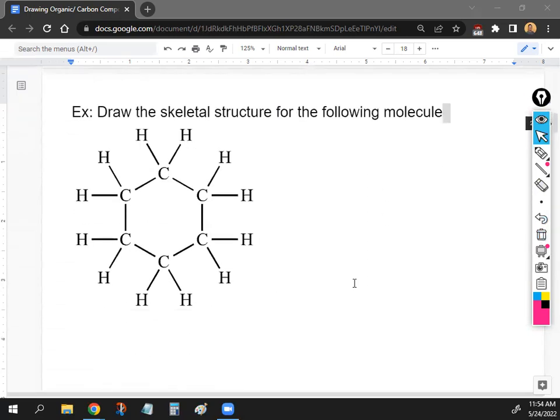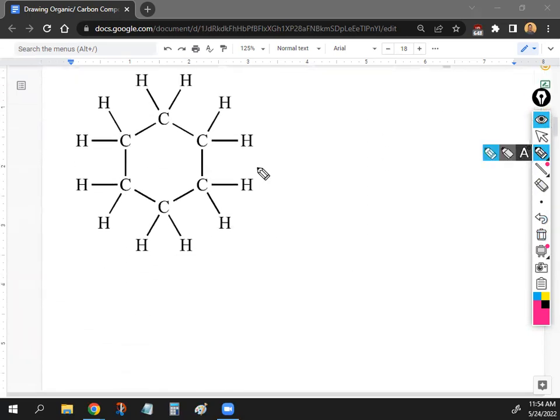Okay, bless you. Yeah, so this one, since it makes a closed shape, you just connect everything together. Bless you. Okay, you guys ready to try one on your own?